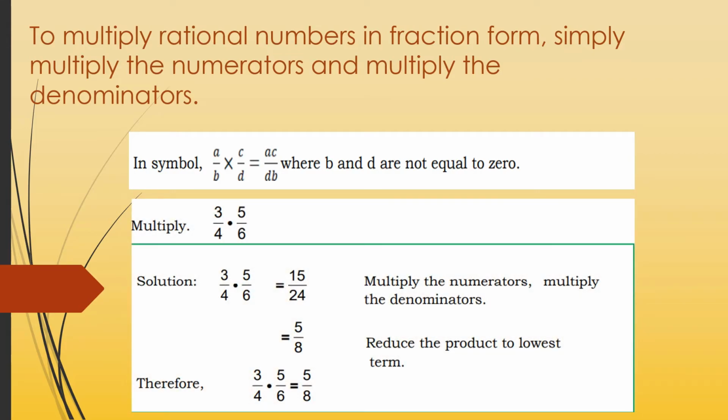So for our example, multiply 3 over 4 times 5 over 6. Just multiply the numerators and multiply the denominators. So 3 times 5 is 15. 4 times 6 is equal to 24. Reduce the product to its lowest term. Numerator and denominator have the greatest common factor, which is 3. So 15 divided by 3 is 5. 24 divided by 3 is 8. So our final answer here is 5 over 8.